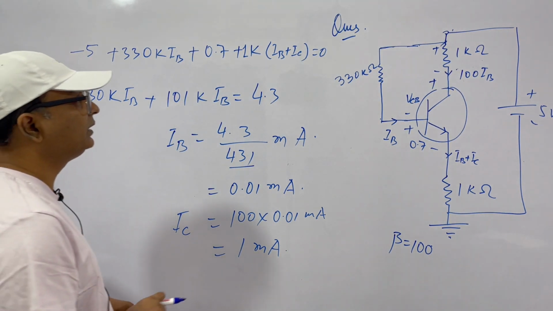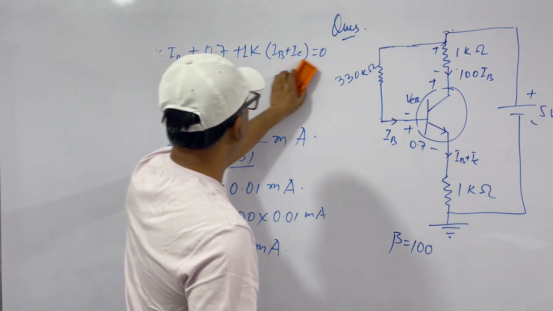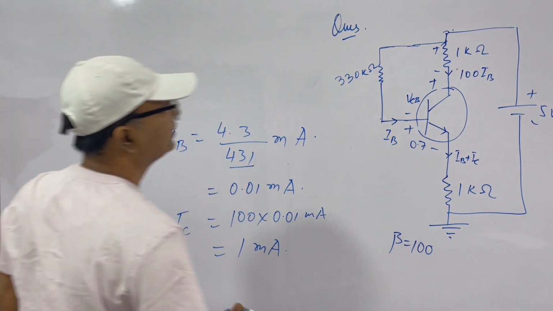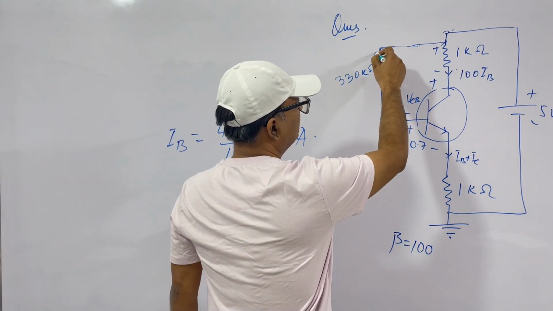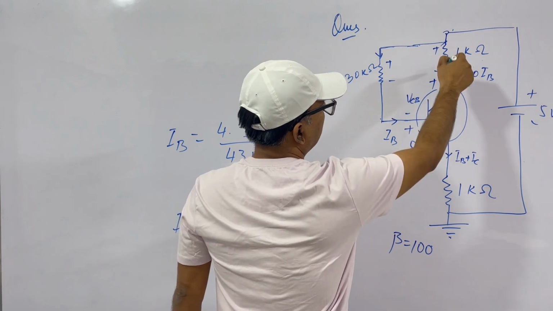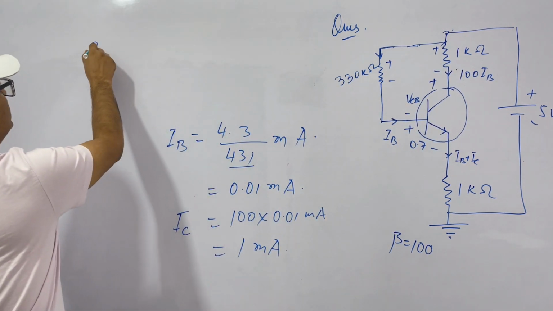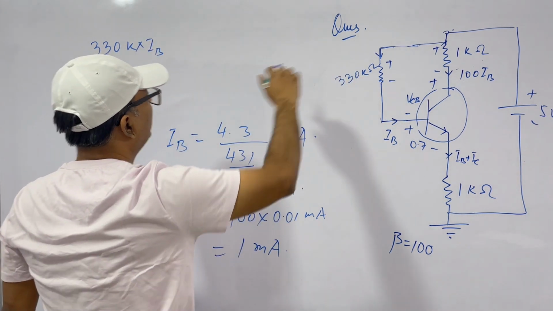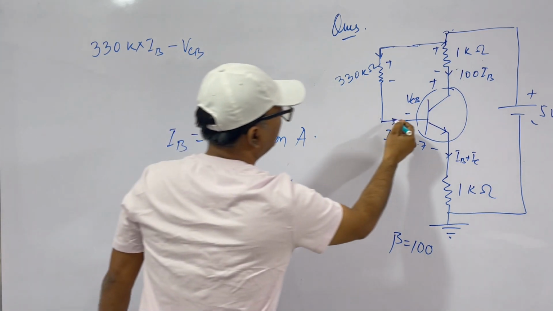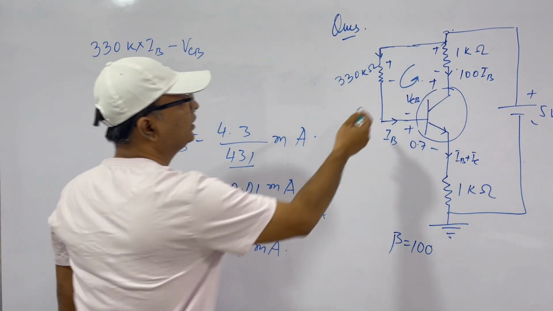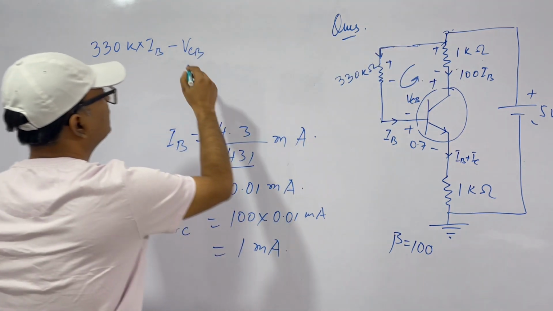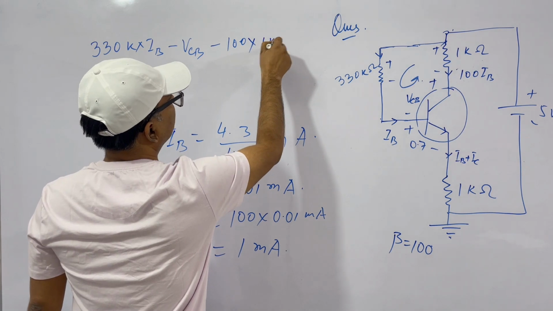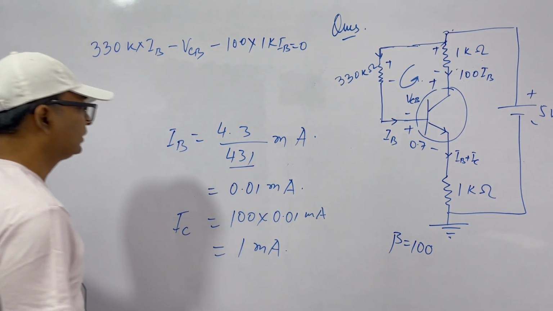Now we have to find VCB. What is VCB? Let's see. If we go into this loop, what do we get? The current is in this direction, so the voltage will be this, and here voltage this. So we can write 330 kilo ohms into IB plus 2 minus VCB. We are doing KVL in this loop. So minus VCB minus this current 100 IB into this 1K is equal to 0.